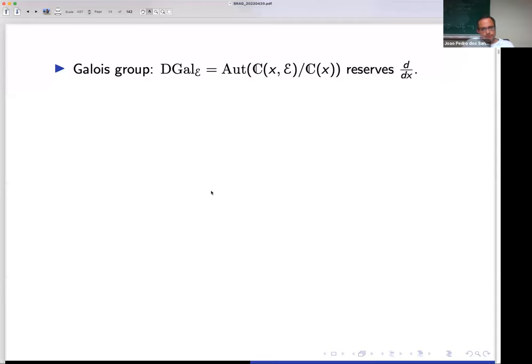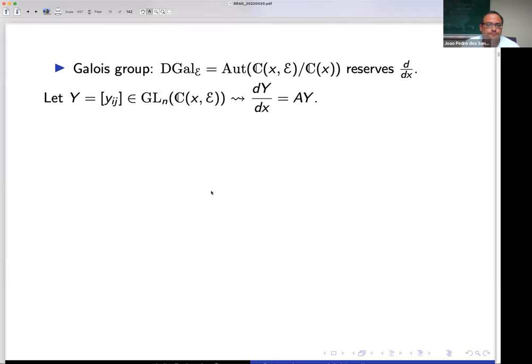And once you do that, you can go on and define the Galois group of this equation, which is just the automorphism group of this extension. And I only pay attention to those automorphisms which commute with d/dx, which preserve d/dx. Sorry about that. So okay, then just by construction, you have a solution in this field, right? This field has solutions of your equation because I did it like that.